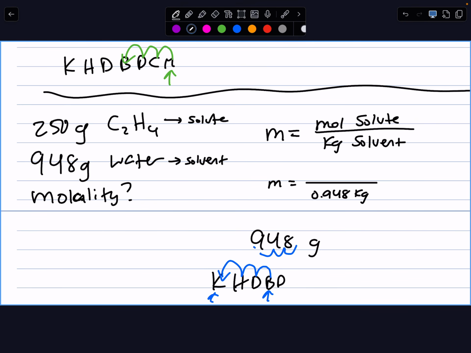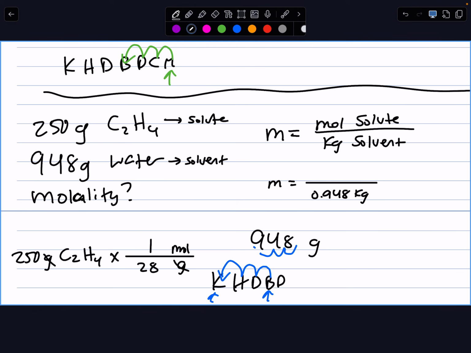0.948. Now what do I need? You need moles. You need to convert. I have this many grams of this compound. 24 plus 4. How can I make them moles? 28. What's on top though? Moles. 1 mole, and I'm looking for moles, canceling out grams. Yes, 24 plus 4 is 28. Good. I can do math. So then 250 divided by 28.